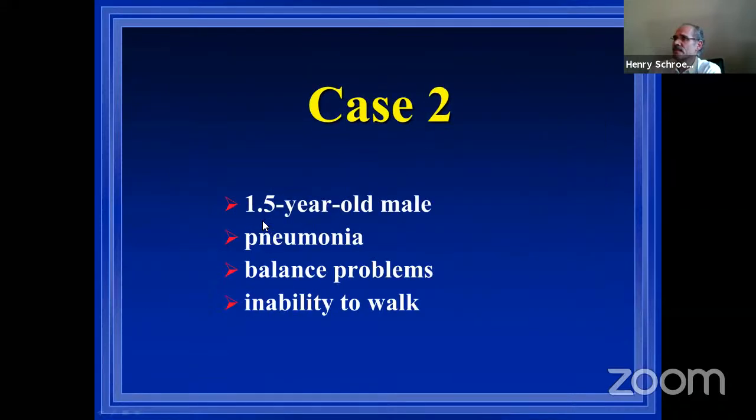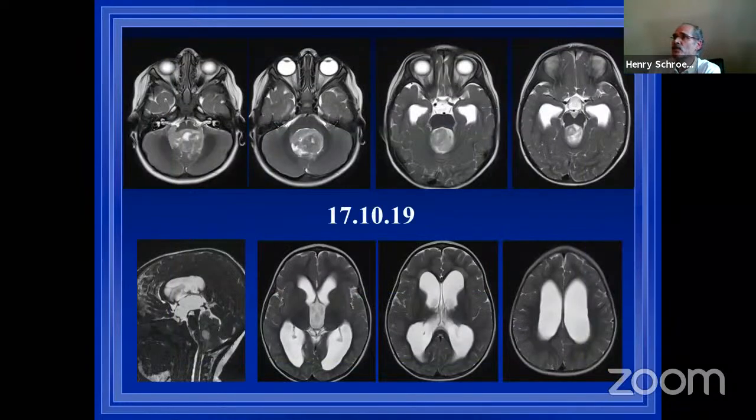Another case is a 1.5-year-old male, and he had pneumonia and balance problems, and he was already able to walk when he was 1 year old, and then he was not anymore able to walk, and then they made an MRI, and this shows hydrocephalus and a huge tumor which extends to the foramen magnum, more on the right than on the left.